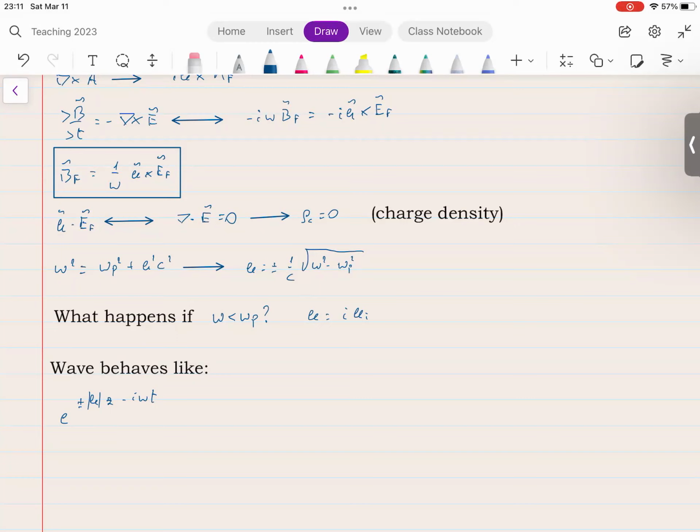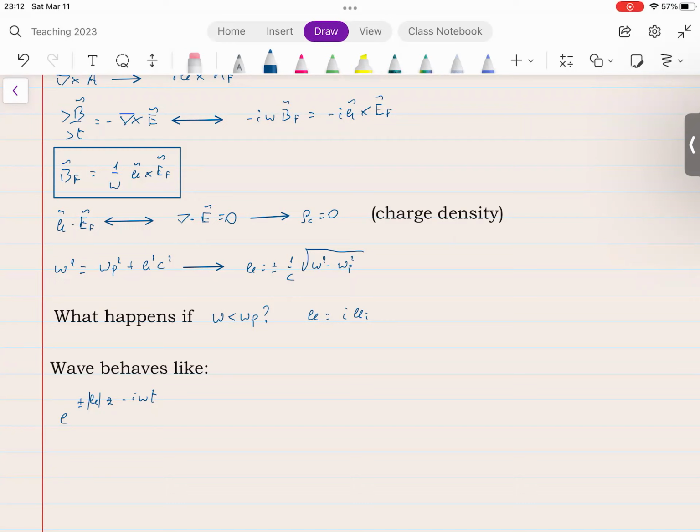So that is an exponential dependence, it's not an oscillation. It's not quite a wave anymore. It just grows or goes to zero. Well, it can't grow because of boundary conditions. Therefore, it needs to go to zero. I can only use the negative root.